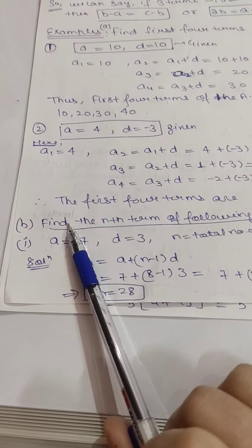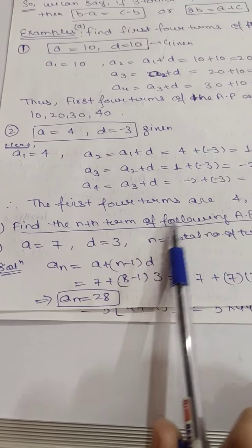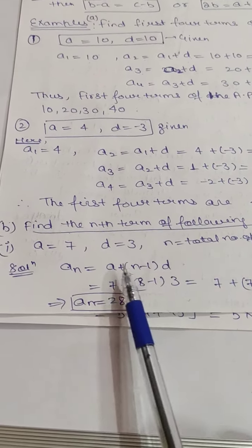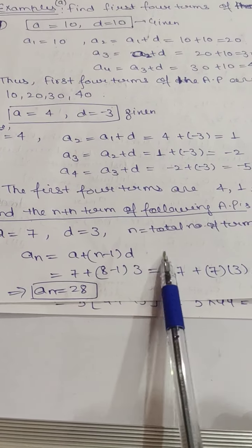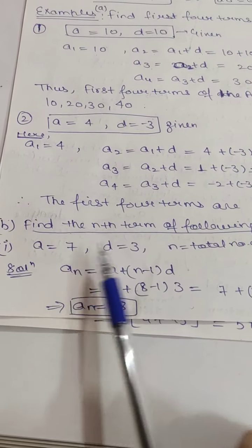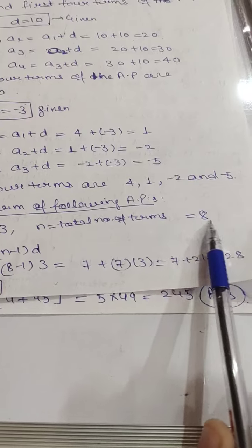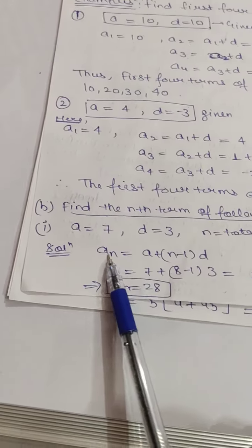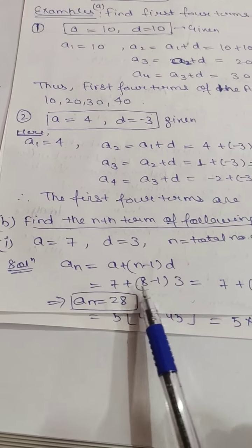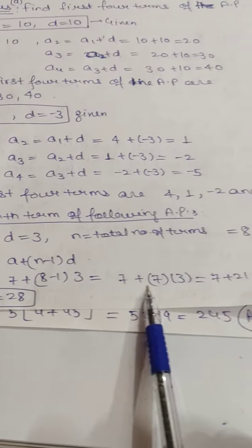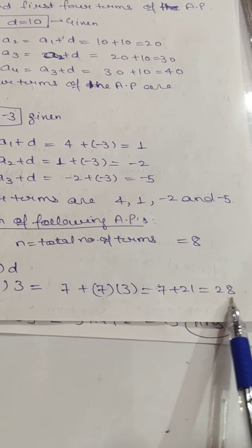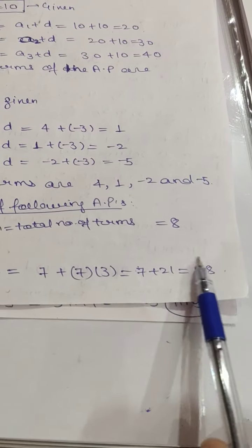Now take another example in which we have to find out the nth term of the following AP. Okay. How can we calculate the nth term? By the formula an is equal to a plus n minus 1 into d. So in this example, we are given a is equal to 7, which is the first term, the common difference is 3 and the total number of terms is 8. So put these values in the formula of the general term, the nth term of the AP, which is equal to 7 plus 8 minus 1 into 3, which is equal to 7 plus 7 into 3, and we will get the nth term an. The nth term means the last term of the AP, which is 28.